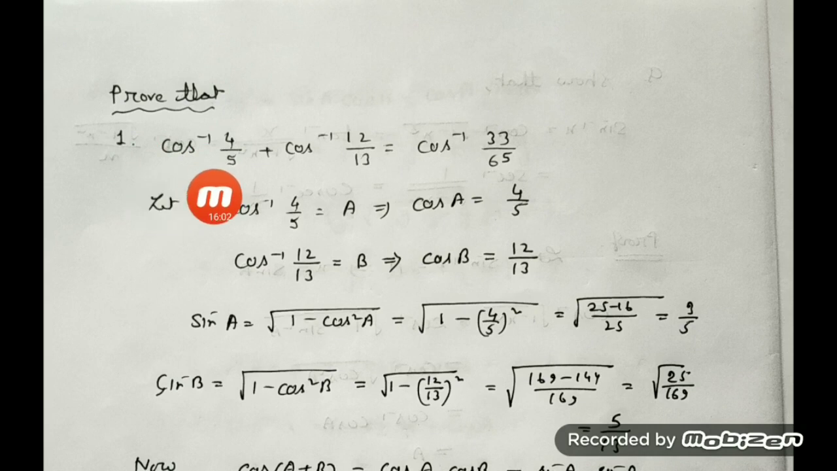Cos inverse of 4 by 5 plus cos inverse of 12 by 13 is equal to cos inverse of 33 by 65. So here also this is cos, and the answer is also required in terms of cos. So hope you understand how to do it. Yes, you have to name this as A and this as B. Convert into trigonometry. That is cos inverse of 4 by 5 equals A, that is cos A is equal to 4 by 5. Cos inverse of 12 by 13 equals B, cos B is equal to 12 by 13.